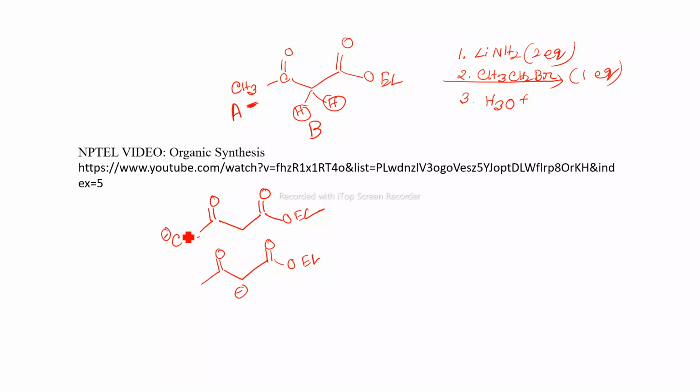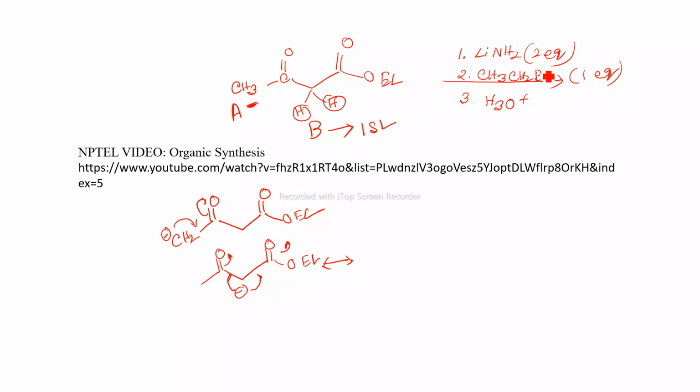See here one resonance is only possible, one type of electron delocalization is possible. Here two type of delocalization. It can go this side and it can go this side also. So it has more number of resonating structure than this. So this hydrogen, B hydrogen should be more acidic. So B hydrogen will abstract first.